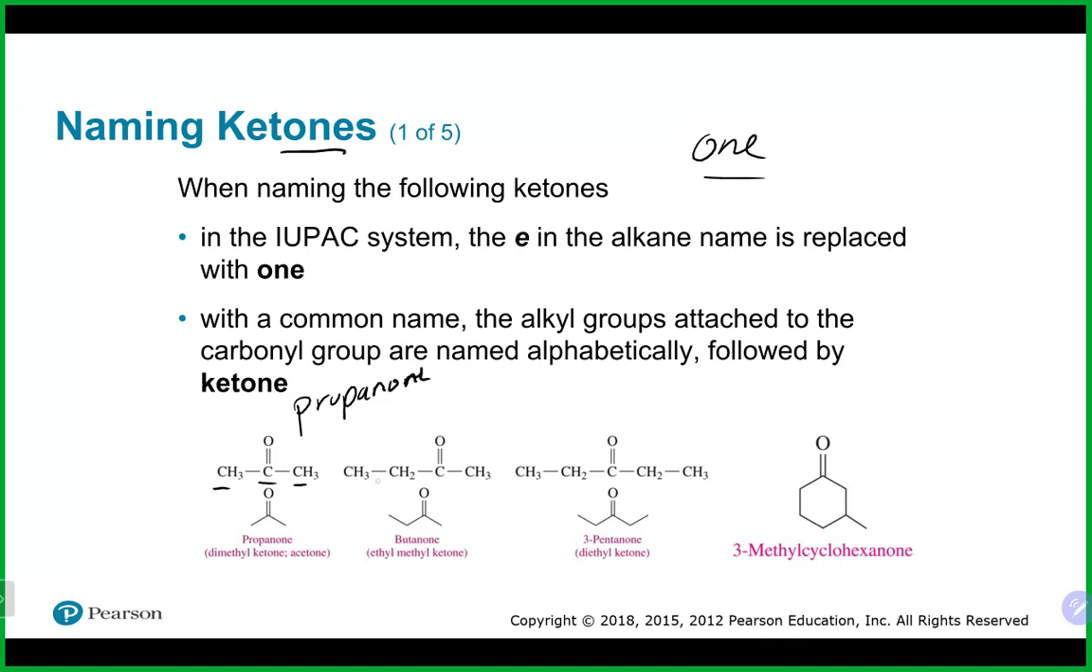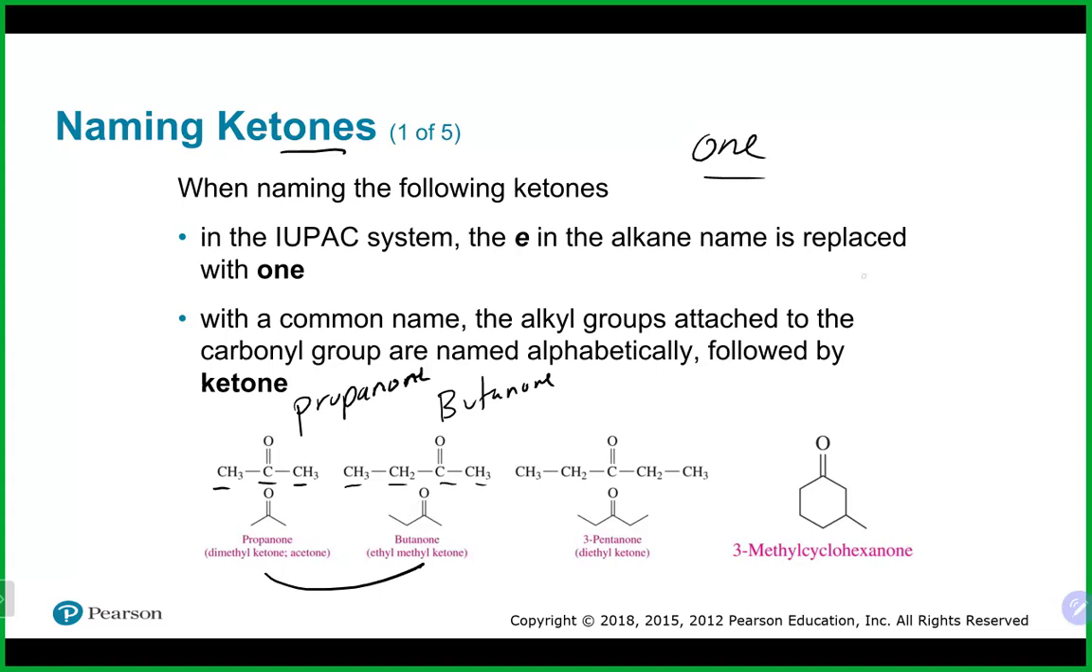Here we have 1, 2, 3, 4 carbons. That's butanone, O-N-E. Now, with ketones of 5 or more carbons, there are multiple places where the carbonyl carbon can end up. Because of that, we now need to give the location of where the carbon-oxygen double bond is. With aldehydes, we don't really need to do that. With up to 4 carbons, we don't really need to do that.